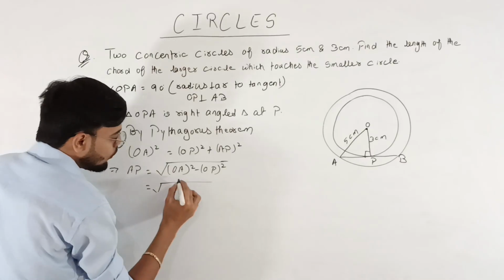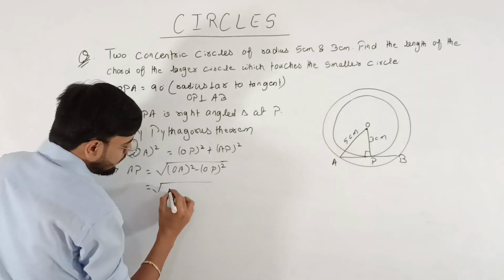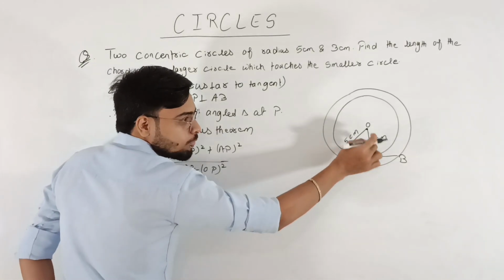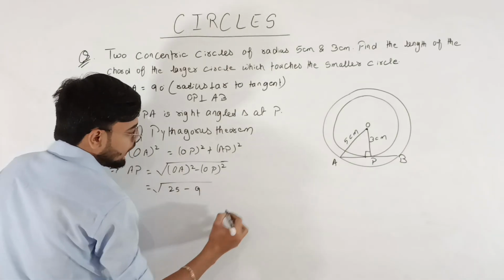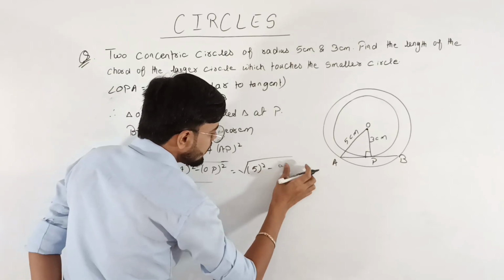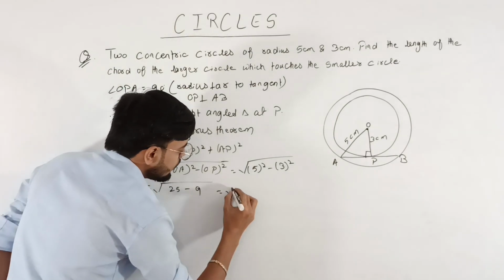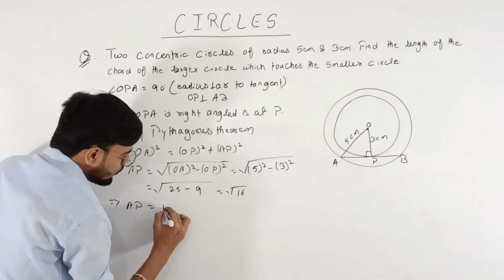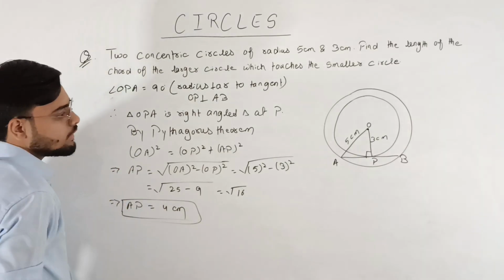Now OA is what? This is the radius of larger circle. So OA is 5 and the square of 5 is 25 minus OP. OP is the radius of smaller circle, which is 3 centimeter. So OP is 3. So square of OP is 9. Okay, I write it here. 5 square minus 3 square. Now 25 minus 9 is under root 16. So I get my AP is equal to 4 centimeter. Okay, now AP is 4 centimeter.